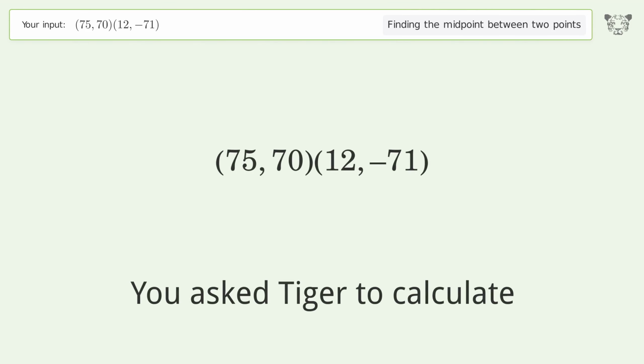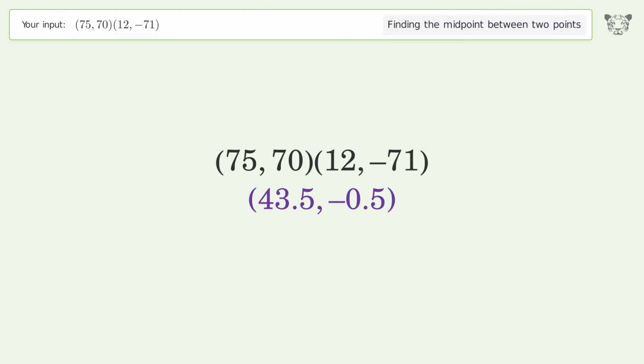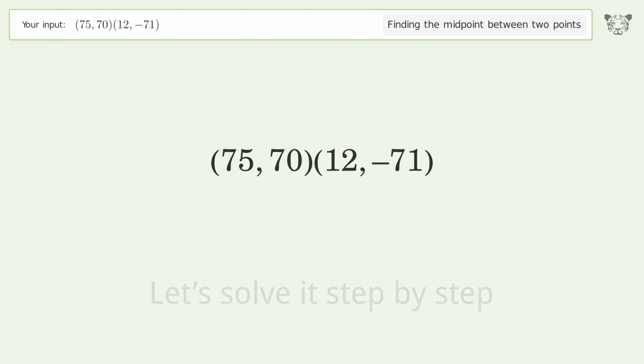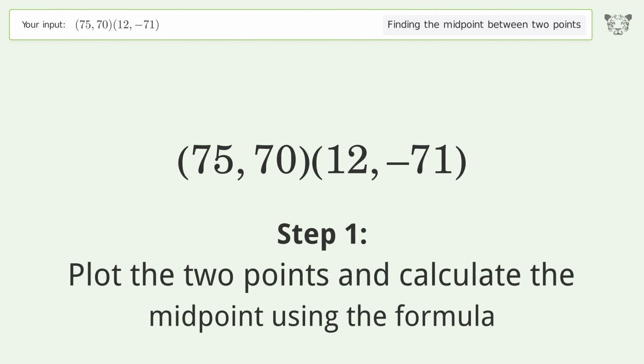You ask Tiger to calculate. This deals with finding the midpoint between 2 points. The midpoint between the 2 points is 43.5, negative 0.5. Let's solve it step by step. Plot the 2 points and calculate the midpoint using the formula.